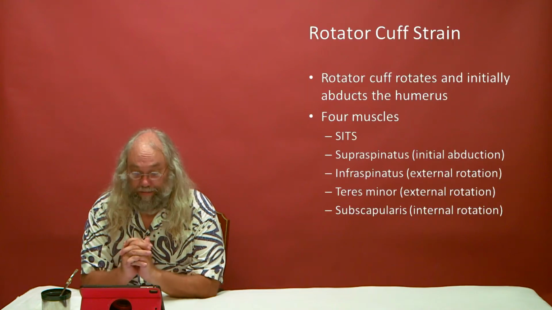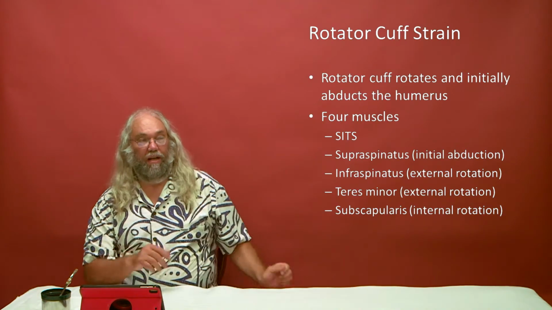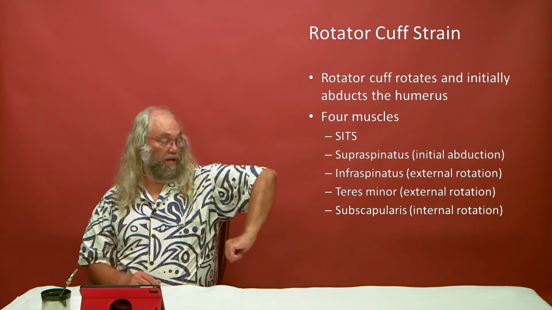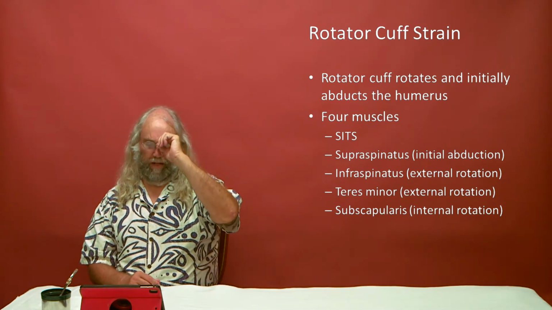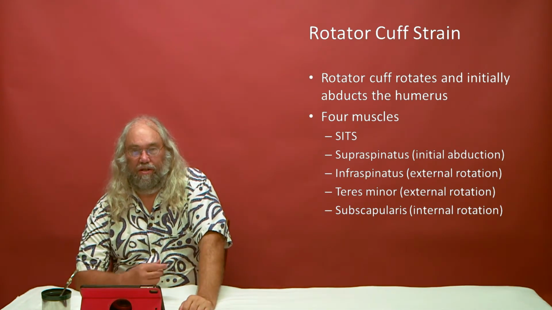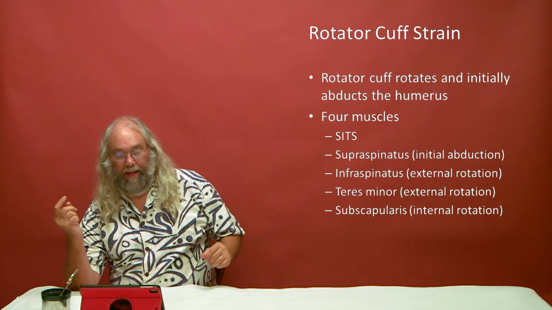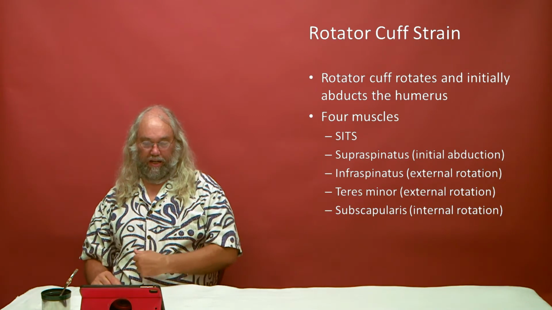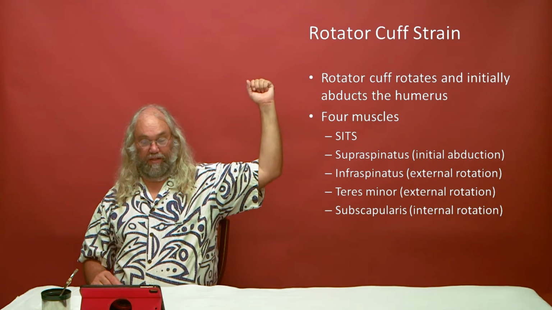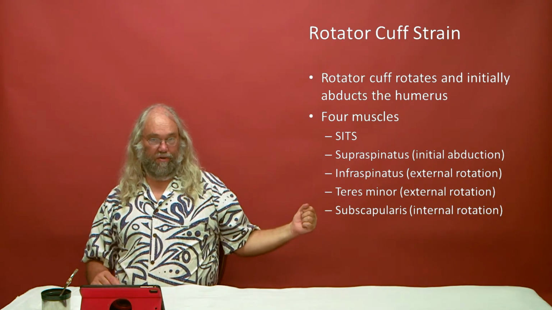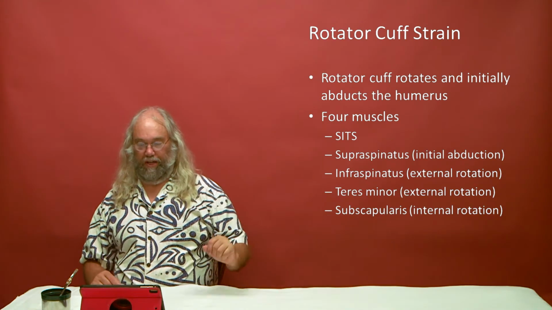Strain of the rotator cuff. The main things that the rotator cuff does is it does initial abduction of the arm, or it rotates the humerus, right? That's why it's called the rotator cuff. It consists of 4 muscles: the supraspinatus, which does the initial abduction; the infraspinatus, which does external rotation; teres minor, that does external rotation; and subscapularis, that does internal rotation.